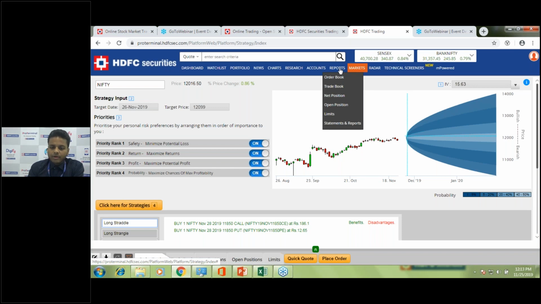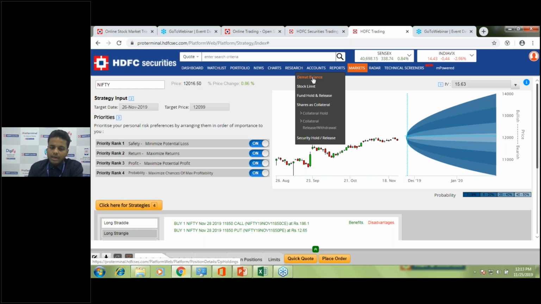On the left-hand side of it, you can find Report, where you can find your order book, trade book, net position, open position, limits, and settlement report. Now this is for once you have done your analysis and want to do trading. Once you have done a trade, you can see your pending orders and executed orders in the order book. In the trade book also you can see your executed orders, your net position in net position, your open position, your limits, and your statements and reports.